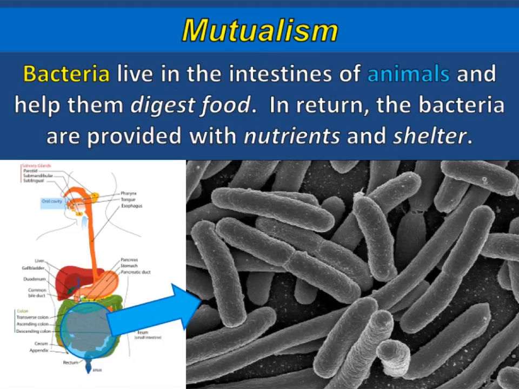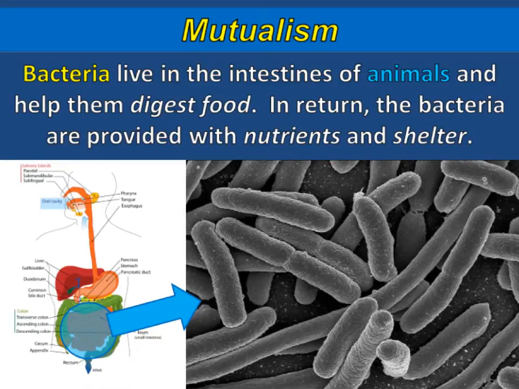The last example we're going to talk about is the relationship between bacteria and animals. Remember, in our intestines, we have this bacteria that lives in there. And that bacteria helps humans and animals digest food. And that's very important, okay? So, in return, what we give to bacteria is nutrients and shelter.